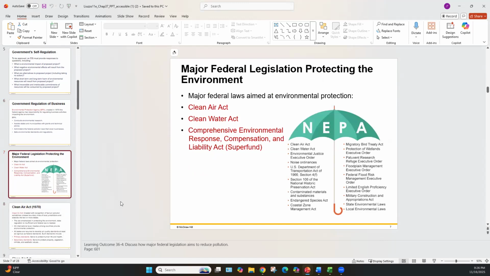We've got the Clean Air Act, the Clean Water Act, the Comprehensive Environmental Response Compensation and Liability Act, also known as the Superfund. If any of you are politically savvy or follow politics, you've probably heard the term Superfund many times in your life. Under the entire umbrella of NEPA, and I'm not going to read all of these, you can kind of see all of these different bodies that lie up under NEPA, which are quite a few. We're going to talk about the first handful here.